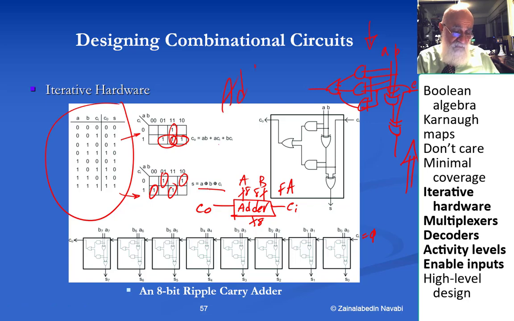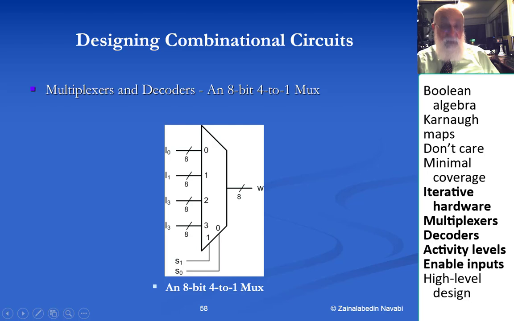Okay. Let's build something else, a multiplexer. This multiplexer has 8-bit inputs and 2 select inputs, and then it will select either one of the inputs and put it on the output. So it's a selection logic.